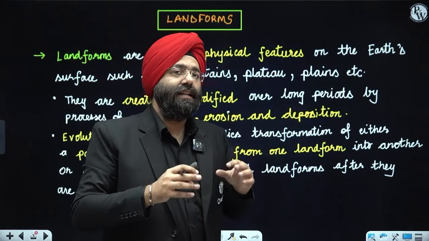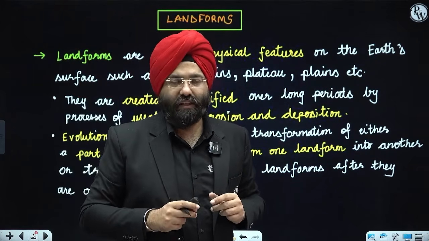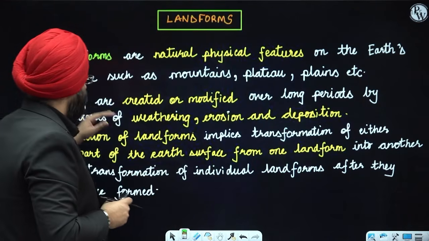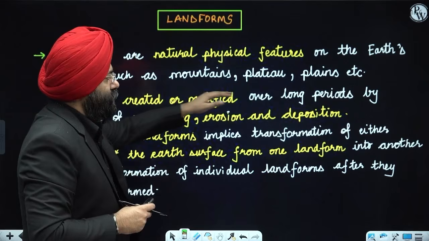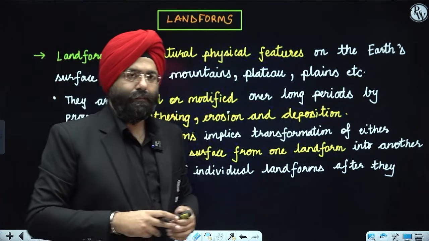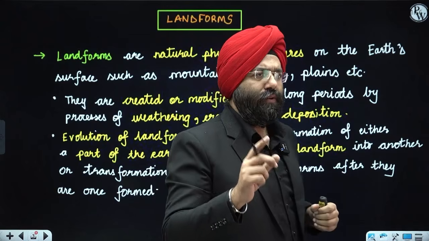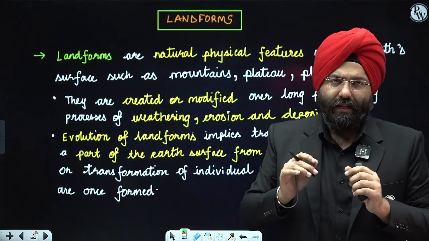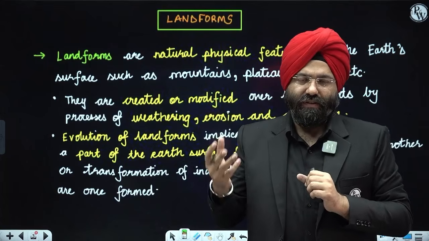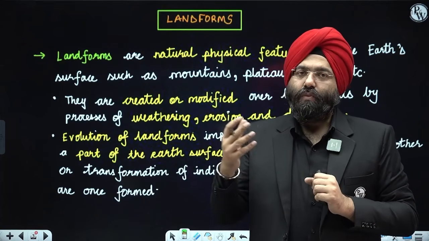Now these are the natural physical features present on the Earth's surface, and these are referred to as landforms. Please understand, they are created or modified over a long period of time by weathering, erosion and deposition. When we were doing the topic of plate tectonics, you know that on one hand, certain processes were creating new landforms, and other processes were eroding them.